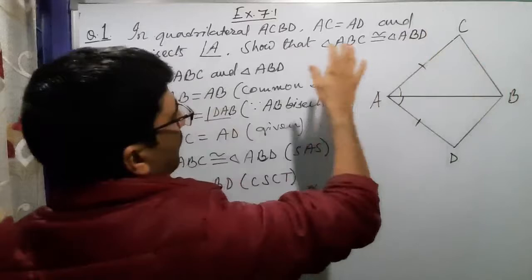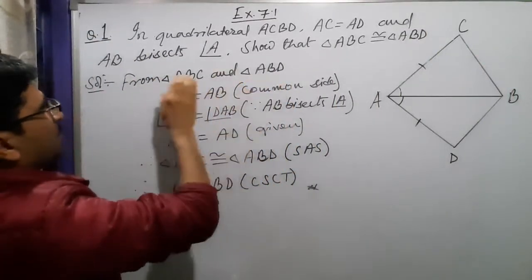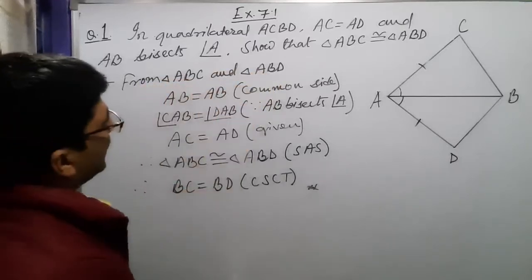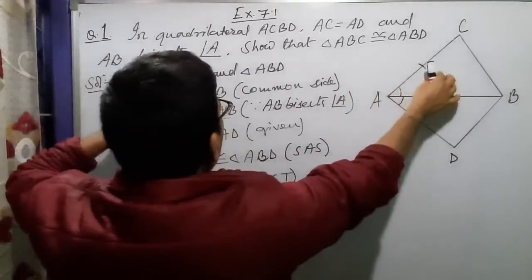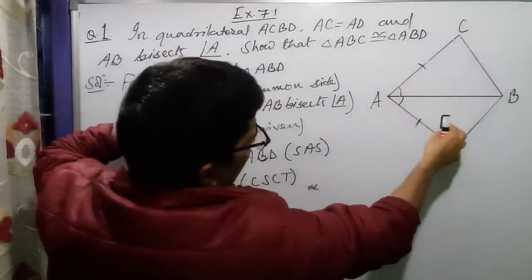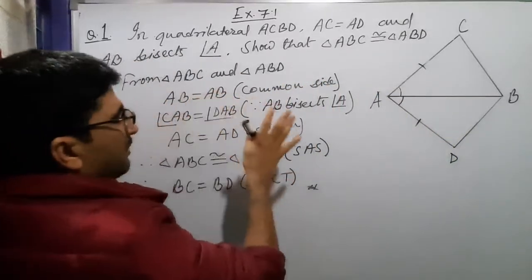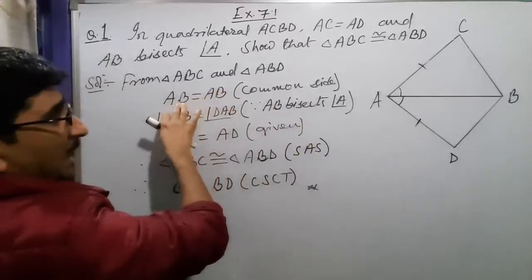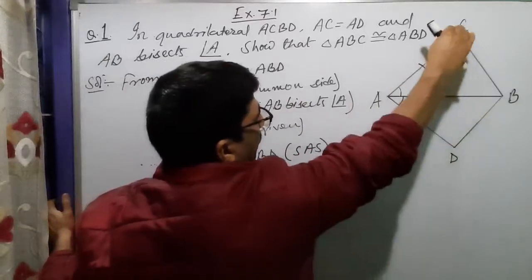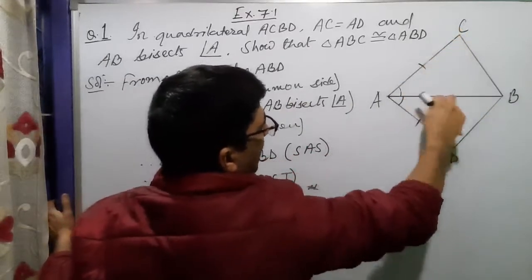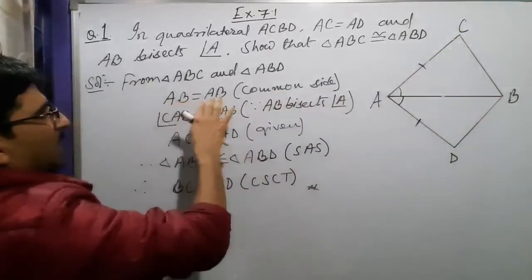Now how do we prove this? From triangle ABC and triangle ABD, AB is equal to AB. The first AB is written for triangle ABC, and the second AB is written for triangle ABD. You could also write AB equal to BA. It looks a bit different, but the thing is the same. This is a common side for both the triangles.